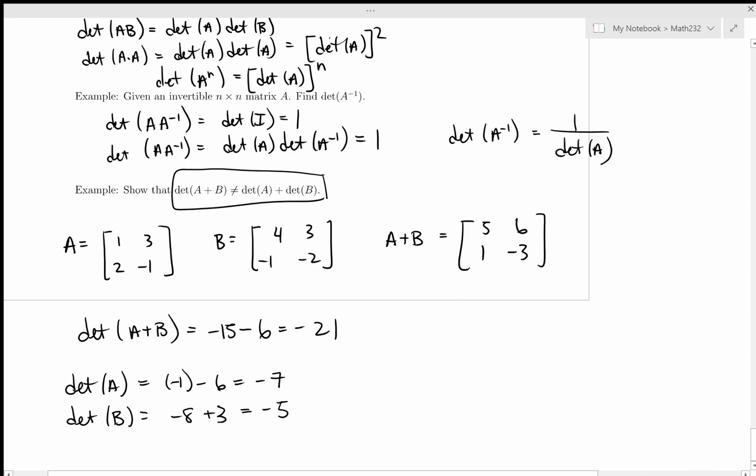Okay, good. It didn't work, right? So the determinant of A plus the determinant of B would be minus 12, and that is not minus 21. So that plus that does not equal that. It's just not true. Don't do that. Just a caution there.